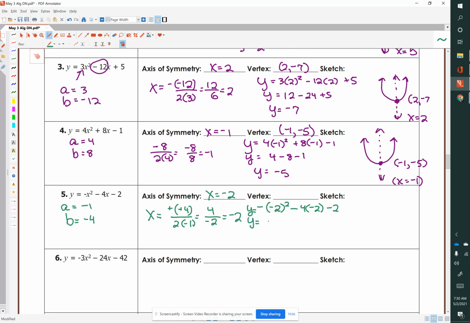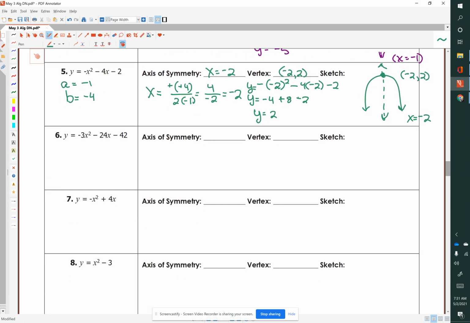Okay, -2 times -2 is a +4, but then we have that negative in front, so that makes that -4 plus 8, because we have that not again, -2, so y equals 2. So our vertex is -2, 2, and this is a downward facing parabola. Just a quick sketch. You can check these by putting them in Desmos. So the vertex is -2, 2, and the axis of symmetry is x equals -2.